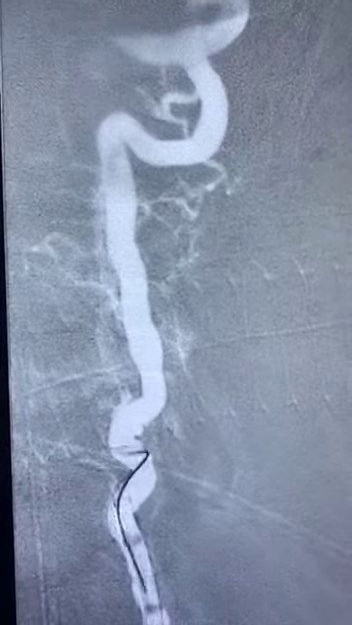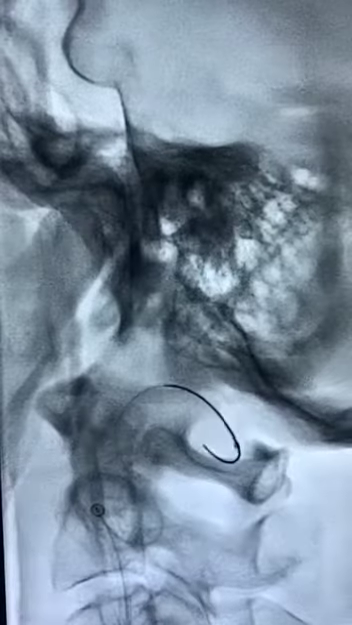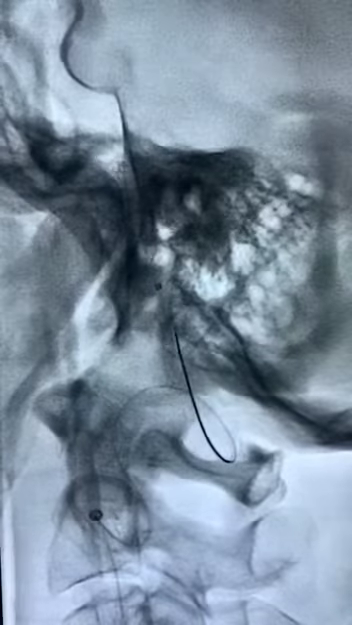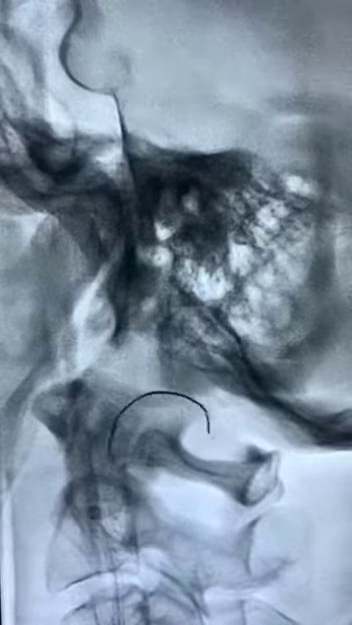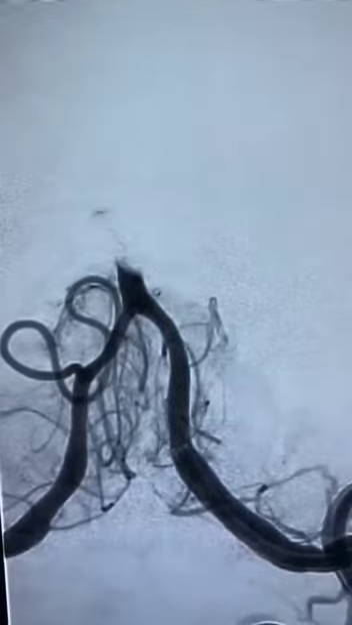The Neuron Max was taken coaxially over a microwire, microcatheter, and the aspiration catheter. Note the aspiration catheter being taken over an intermediate catheter up to the distal V3. The initial run shows a proximal basilar occlusion.